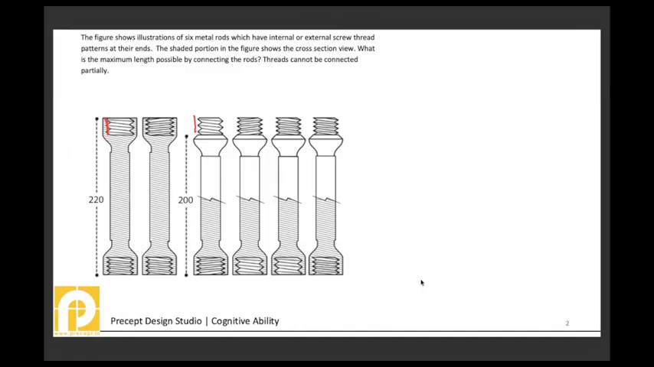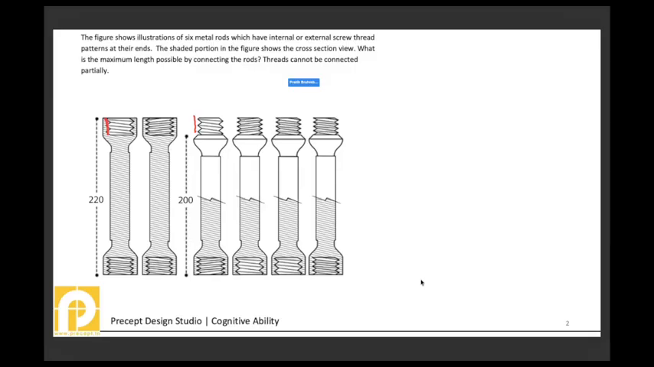What is the maximum length possible by connecting the rods? The thread can be connected partially. So here, we have to identify the maximum length that we can get. Please note, in this case, we need an internal and external screw thread together to have a connection. Otherwise, there is no connection possible. They are just lying beside each other, not connected. So how do we do this?